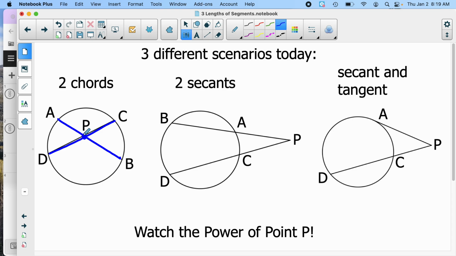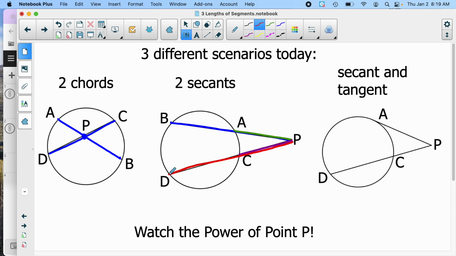In our middle diagram, we have 2 secants. Remember, a secant is a segment that goes from a point and goes through a circle twice. So I want you to think of this as almost like 2 segments. There's segment PB, this long one, and there's also segment PA, a shorter segment there. And the same thing on the bottom. There's segment PC, and then there's the whole segment, segment PD.